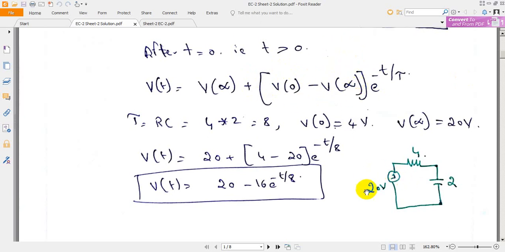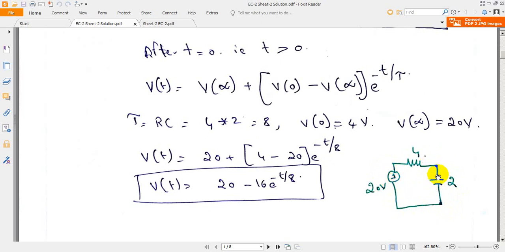Now, as we have some excitation here, we write V infinity plus V naught minus V infinity, e power minus t by tau. What is V infinity? Under this condition, what is the voltage across this capacitor? After t equal to 0, under steady state conditions, when the switch is open, the voltage across the capacitor will be equal to the supply voltage.